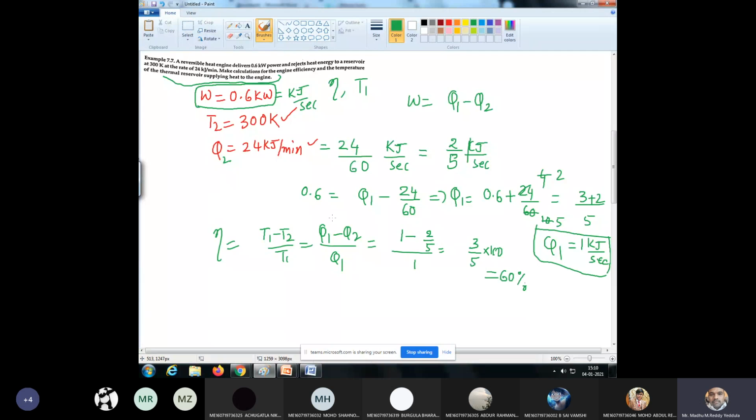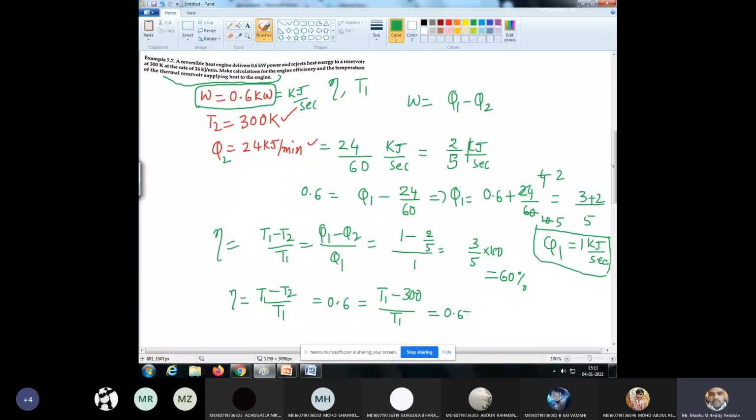Now T1. He is asking T1. How to get the T1? Tell me. Efficiency formula. Efficiency is equal to T1 minus T2 by T1. In this one, T2 value is given. Efficiency is equal to 0.6, so 0.6 is equal to T1 minus T2, where T2 is 300, divided by T1.